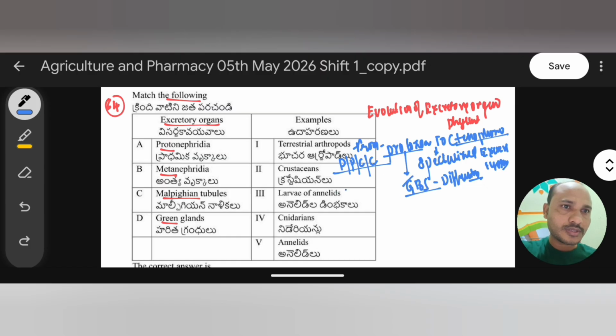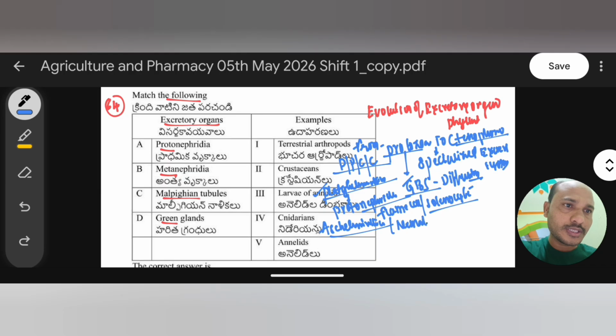Now coming after ctenophora we have phylum Platyhelminthes. In Platyhelminthes, the excretory organ is protonephridia. This protonephridia is also called flame cells, or we can use another term, solenocytes. Coming after Platyhelminthes we have phylum Aschelminthes, which here means nematoda. In nematoda the excretory organ is renette cells. So through these renette cells they perform excretion.